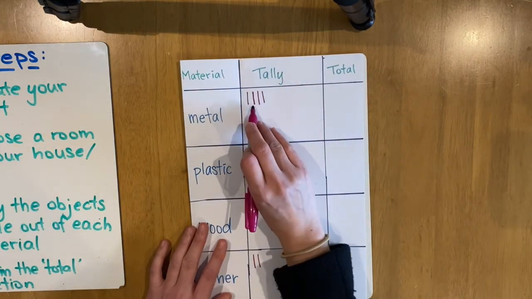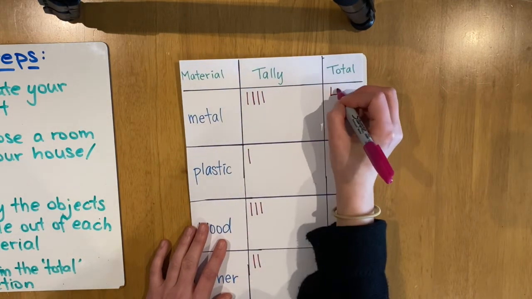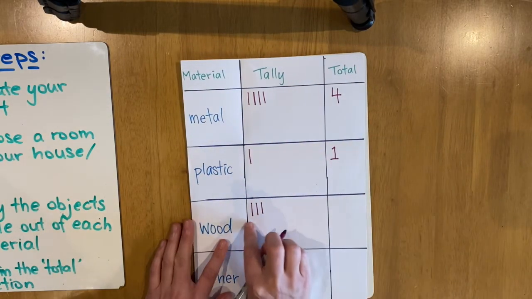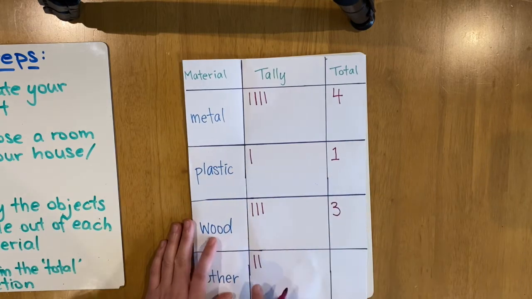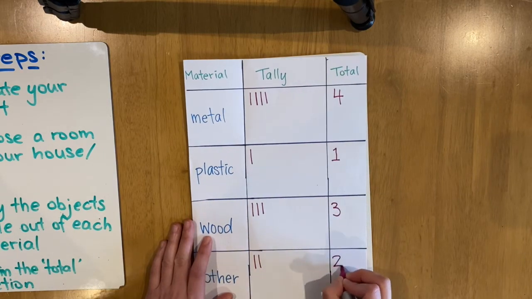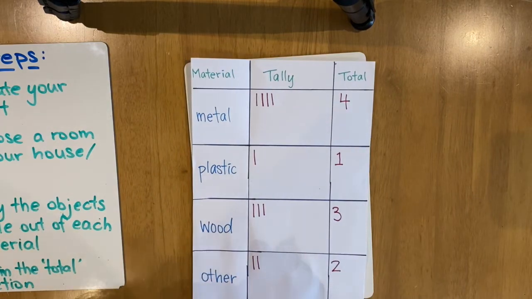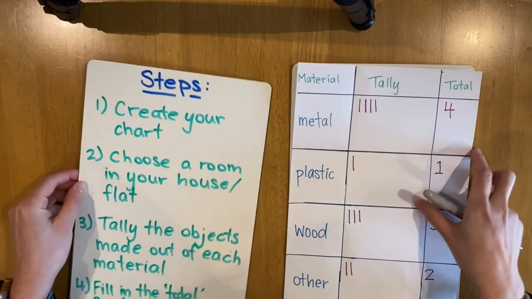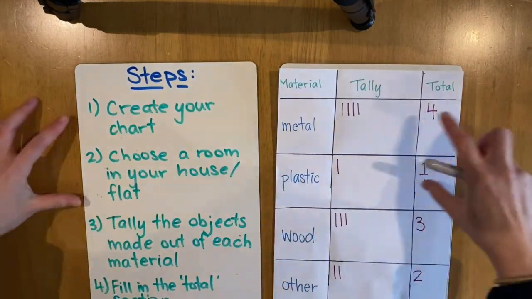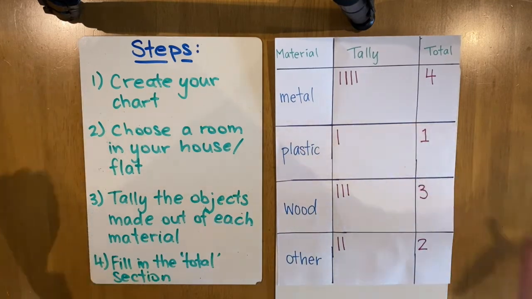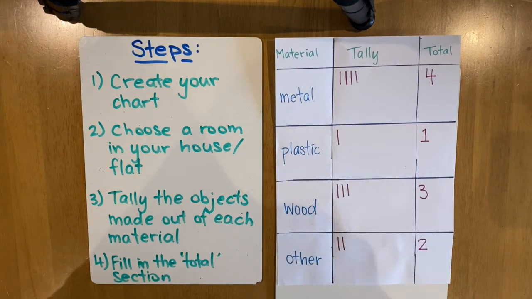So 4, 1, 3, and 2. This is a fake one. You're probably going to have a lot more tallies written down in your chart. Okay, so this is your challenge for today. These are the steps. This is what your tally chart needs to look like. So you might want to pause the video so that you can copy my chart.